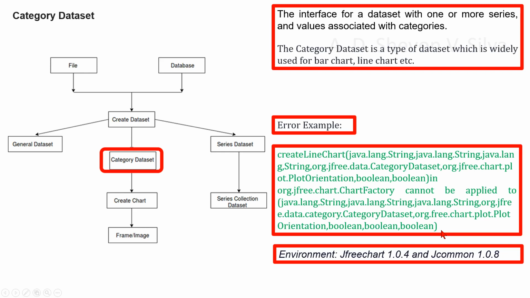createLineChart(String, CategoryDataset, boolean) in ChartFactory cannot be applied to (String, CategoryDataset, PlotOrientation, boolean).